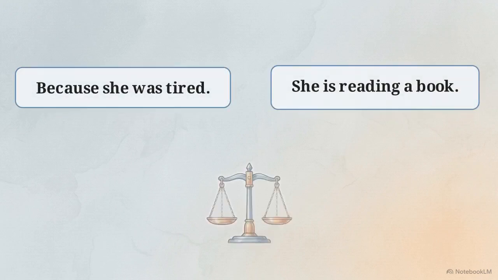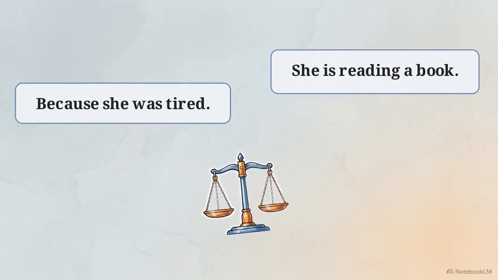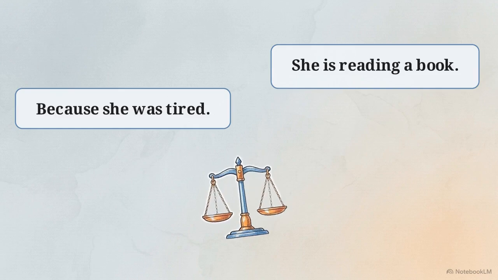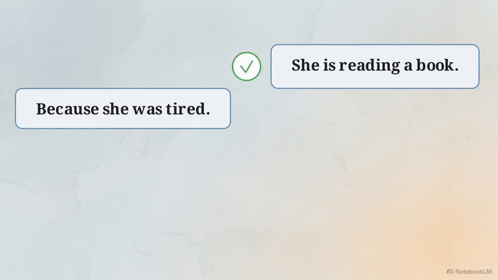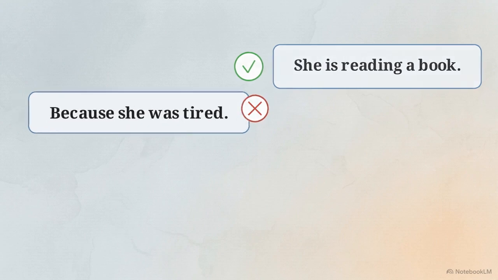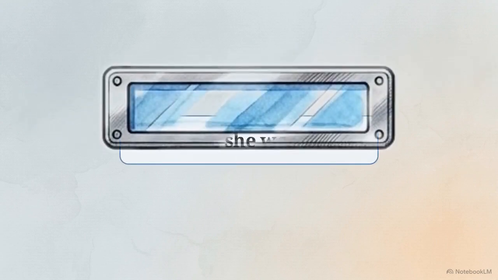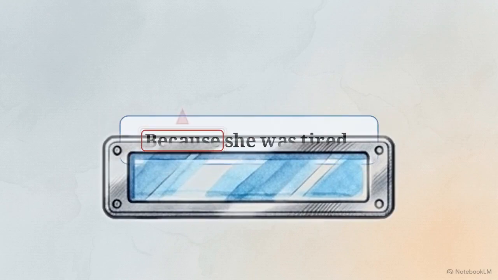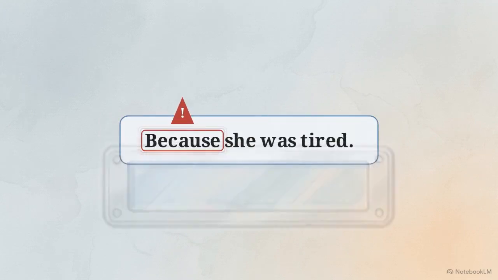Take a look at these two groups of words. By pure word count, because she was tired looks like it contains more data, yet the shorter grouping on the right is a structurally sound sentence, while the longer grouping on the left fails the test of completeness. The left side fails its structural integrity check. The error triggers on the word because, a word that prevents it from standing alone.